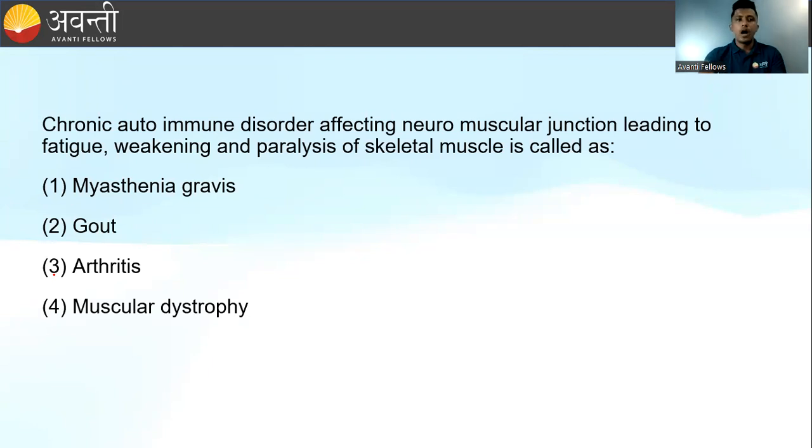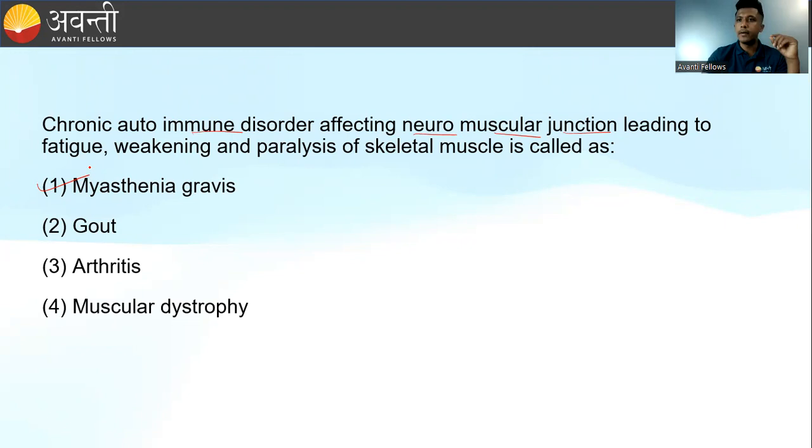Next one. Chronic autoimmune disorder affecting neuromuscular junction, leading to fatigue, weakening, and paralysis of skeletal muscles is called as: myasthenia gravis, gout, arthritis, muscular dystrophy. Okay, so when they're asking about a chronic autoimmune disorder that affects the neuromuscular junction, leading to this paralysis, basically one of the autoimmune diseases which we can come across is myasthenia gravis.